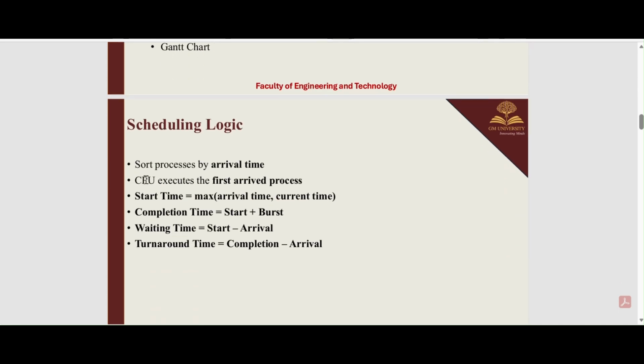Scheduling logic. We sort the processes by arrival time and the CPU executes the first arrived process. Start time is equal to the maximum of arrival time and the current time. Completion time is start time plus burst time. Waiting time is equal to start time minus arrival time, and turnaround time is equal to completion time minus arrival time.